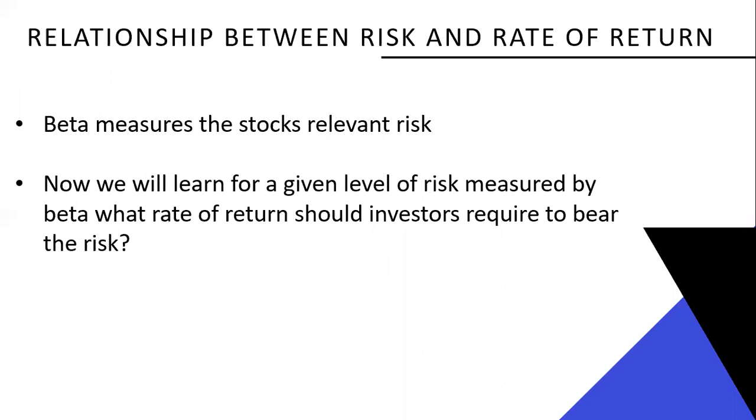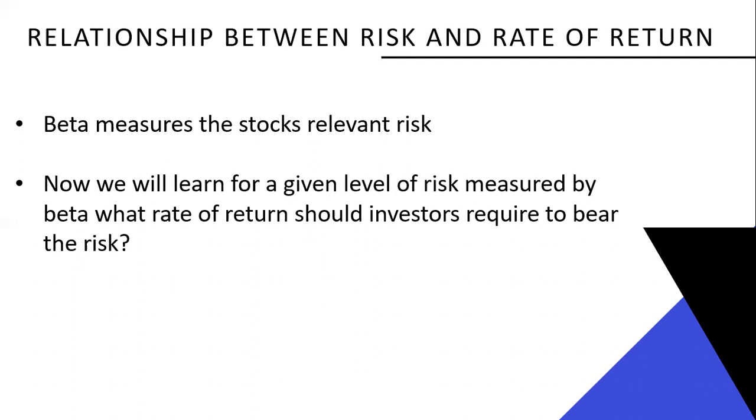Okay, next I'm going to talk to you about the relationship between risk and rate of return. So beta measures a stock's relevant risk. And again, the relevant risk is the amount that the stock is contributing to the overall risk of the portfolio. Now let's say we want to learn, for a given level of risk measured by beta, what is the rate of return that investors should require to bear the risk?